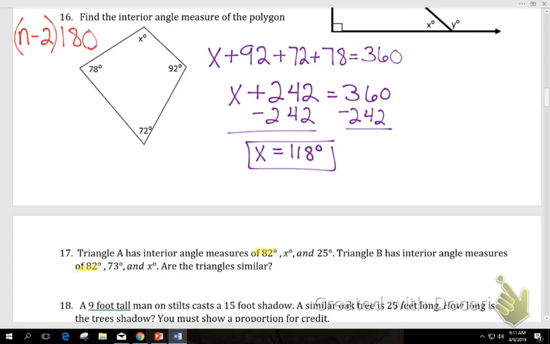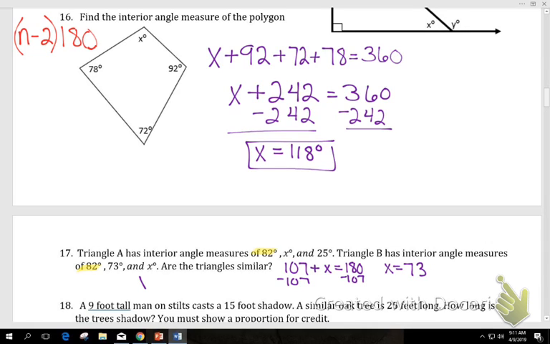All right, is anybody still working on number 17? Okay, let's go over 17. I did 82 plus 25 to get 107. And then when I subtracted, I got 73, wait a second, not 25, 73. Okay, when I subtracted, I got 73 degrees. Okay, so look here.